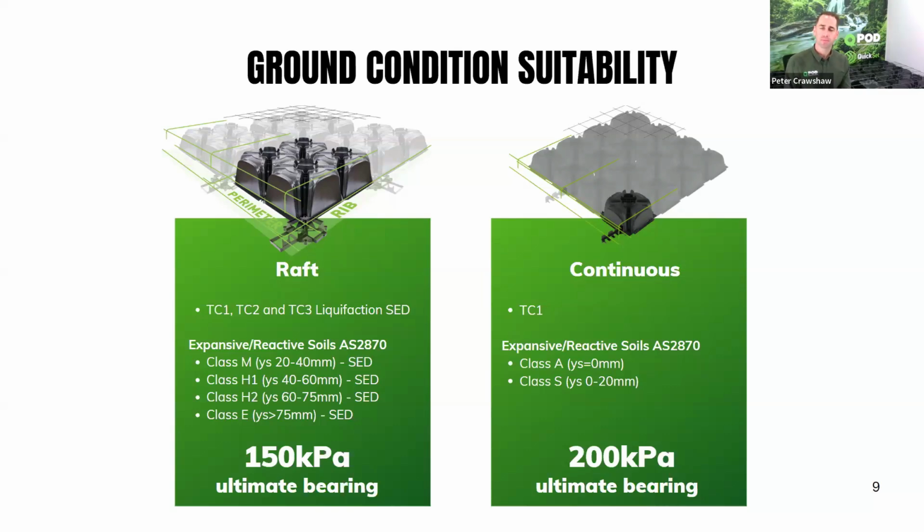Over on the right, we've got the continuous system I mentioned. So that's suitable essentially in the TC1 category in New Zealand, and then into expansive and reactive soils limited to A and slightly reactive S soils. So anything beyond that would go into raft. And on the continuous system, obviously that's allowable down to 200 kPa ultimate bearing, whereas the raft will go down to 150 kPa ultimate bearing. And I have seen it even go lower with specific engineer design. However, generally we're not talking ground too much less than that on building sites in New Zealand and Australia.